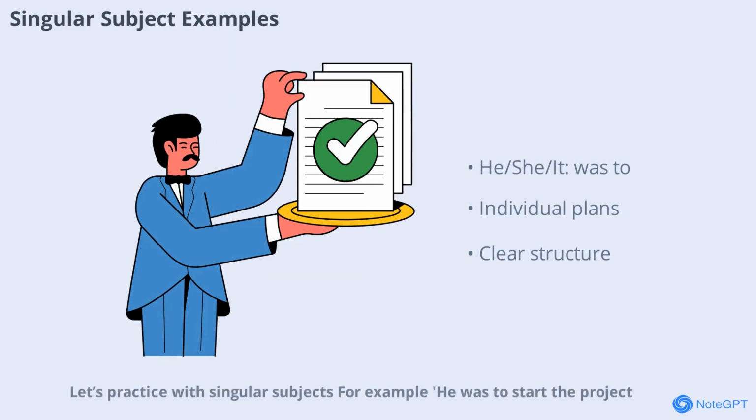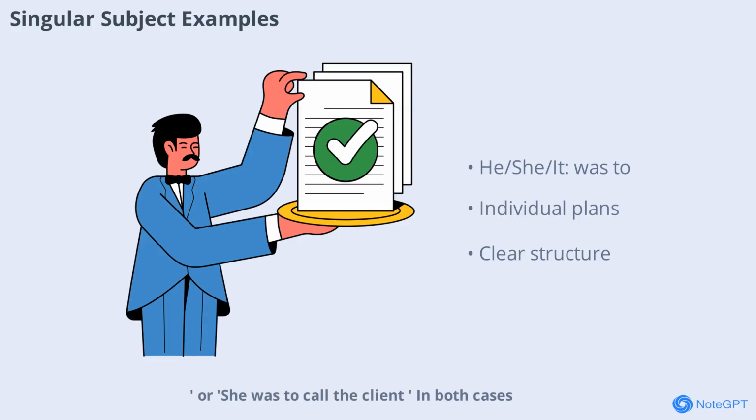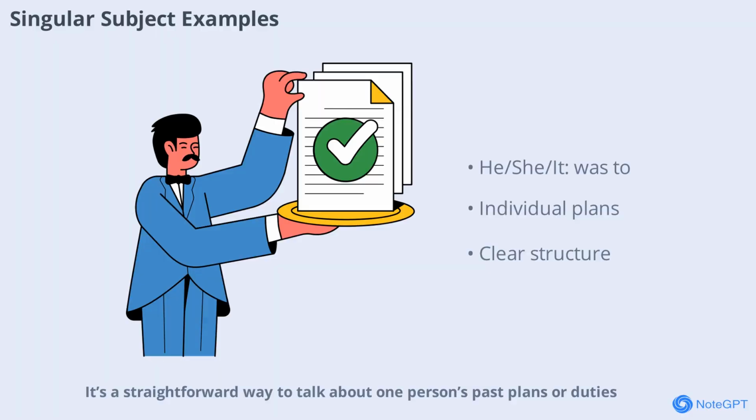Let's practice with singular subjects. For example, he was to start the project, or she was to call the client. In both cases, was to is used because the subject is singular. This pattern works for any individual person or thing. It's a straightforward way to talk about one person's past plans or duties.